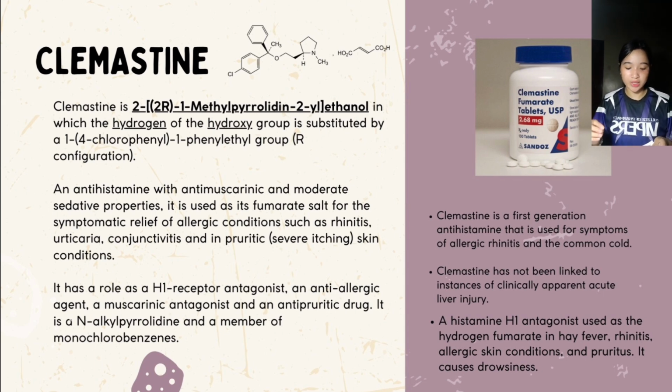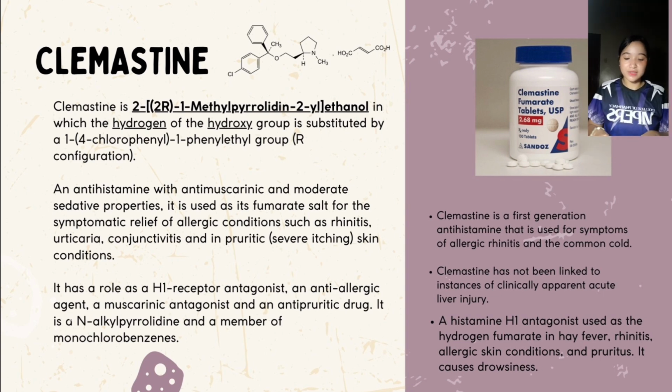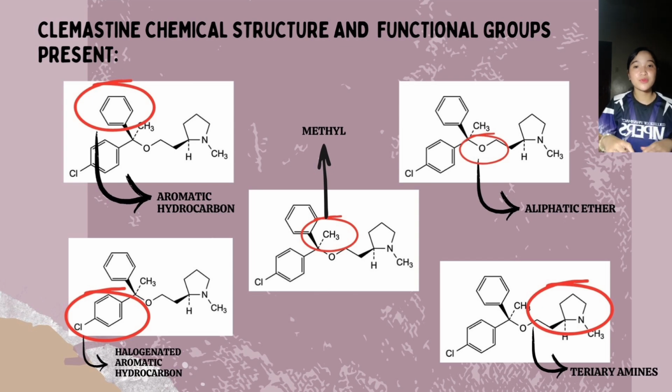Also, clemastine works by blocking histamine. So what is histamine? Histamine is a substance in our body that is released during allergic reactions. Clemastine is a first-generation antihistamine, meaning it can cause drowsiness and is sometimes used as a mild sedative. A mild sedative induces calmness, relaxation, and drowsiness without causing deep sleep or significant impairment. Now, let's move on to the chemical structure and the functional groups present in the drug clemastine.